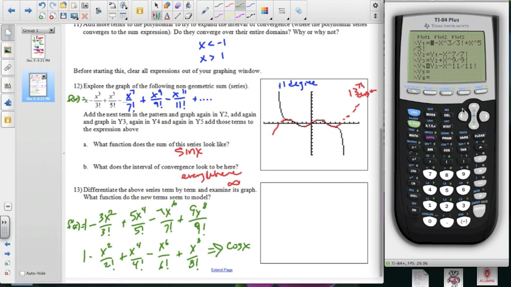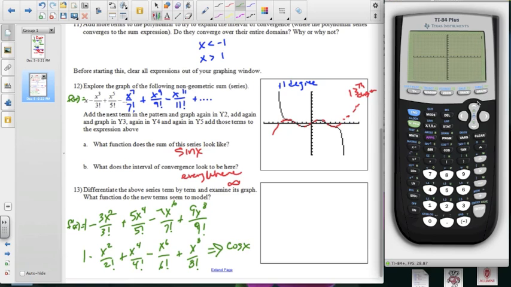So if we look at this, and we'll just take off that, and come down here and go ahead and graph 1 minus x squared divided by 2 factorial, which is just 2, plus x to the 4th divided by 4 factorial, minus x to the 6th divided by 6 factorial, plus x to the 8th divided by 8 factorial.